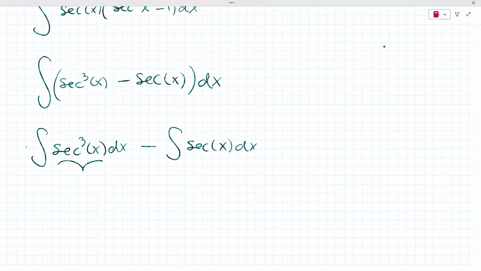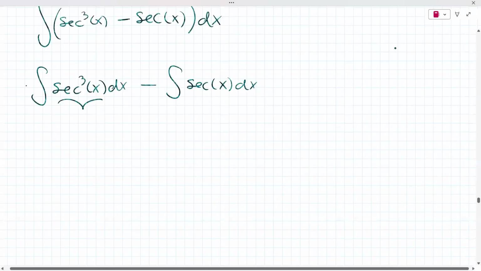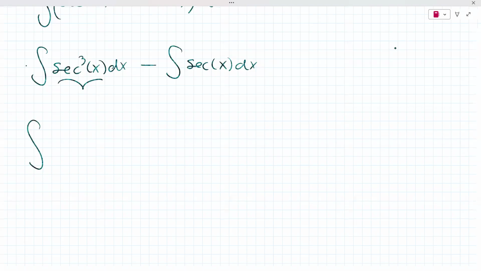So on this one, secant cubed of x, I can rewrite that as secant squared of x times secant of x dx, minus the integral of secant of x dx.